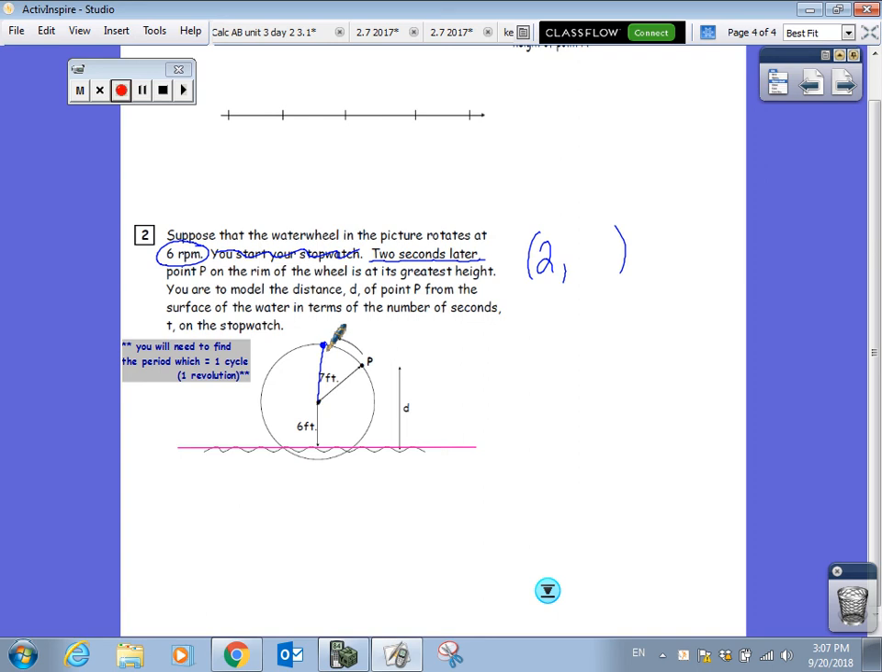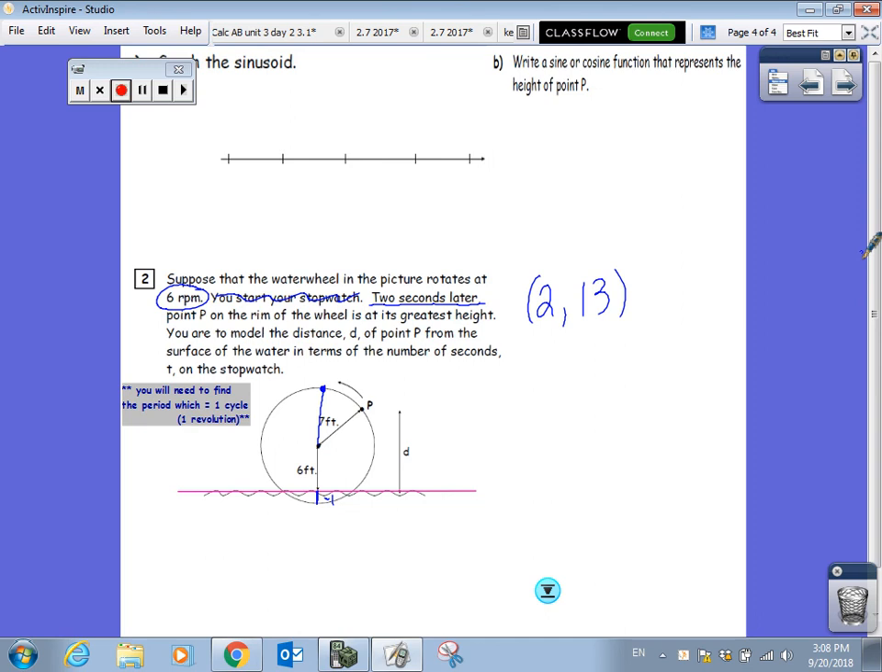It would be 13, which leaves 1 foot right here below the water. So what we're going to do up here when we graph it, we have 2, and then we know 13 is our greatest height, so we can go ahead and say 13 and plot that point.